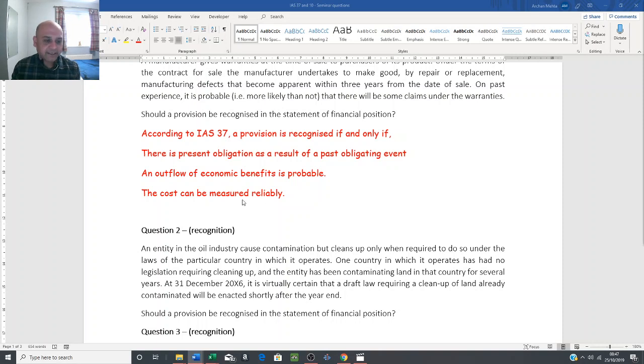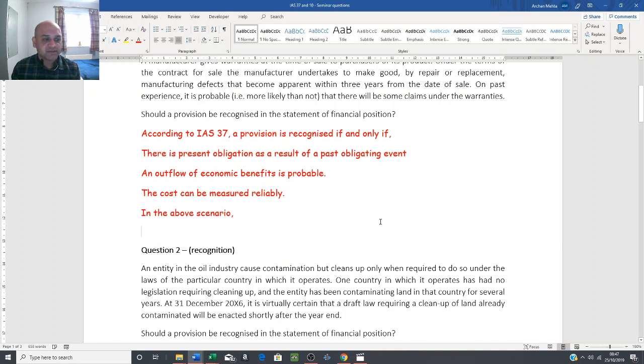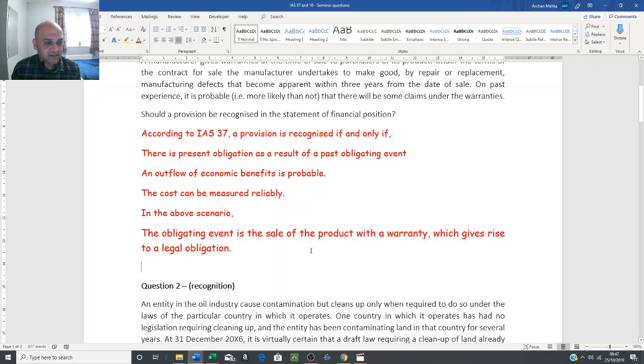So what can we say? In the above scenario, what is the obligating event here? The obligating event is actually the sale of the item with this kind of warranty. So the obligating event is the sale of product with a warranty, which gives rise to a legal obligation, right? So the first criteria is met. The second is about probability of outflow of economic benefits.